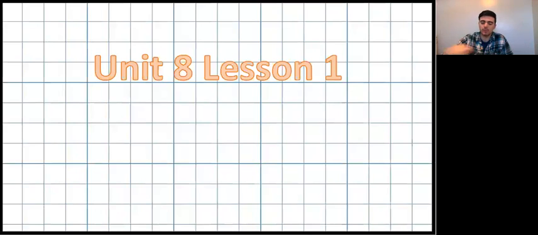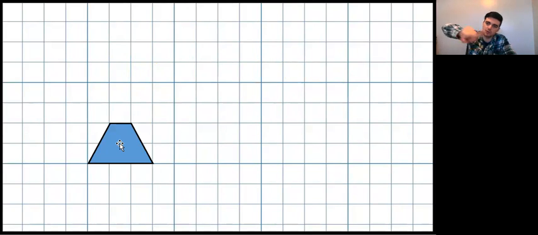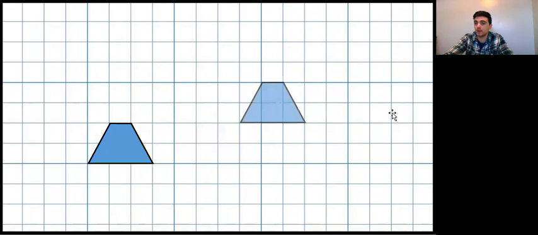But for today, we're talking about translations. Translating not a language, but a shape. So I've got my trusty trapezoid here. And if I want to translate my trapezoid, all I have to do is move it. Imagine putting your finger on the trapezoid and dragging it somewhere else on the grid, and boom, I have translated my trapezoid. That's it. That's very simple.